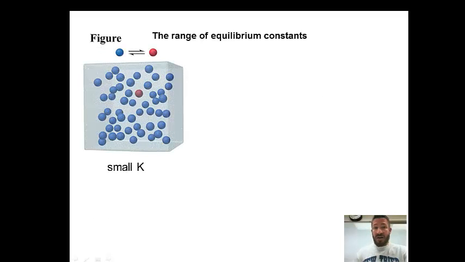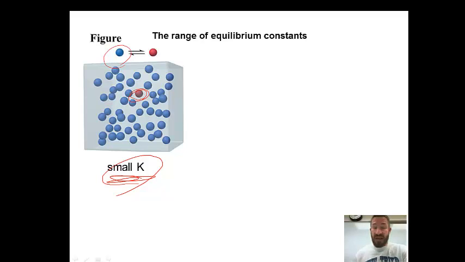So what is the range of equilibrium constants? Let's say you have a small K. What does that mean? Well, basically it means you have very few products, because that's on the top, over a lot of reactants. So you're dividing a small number by a big number. That gives us a very small K.